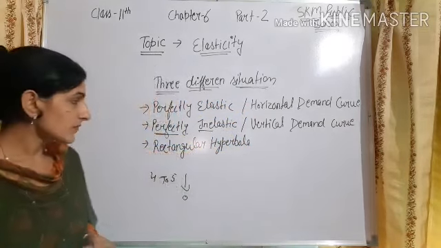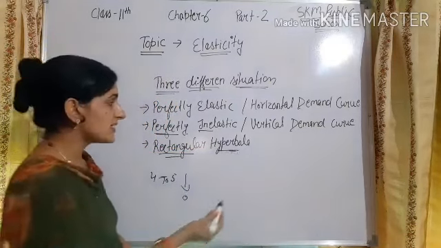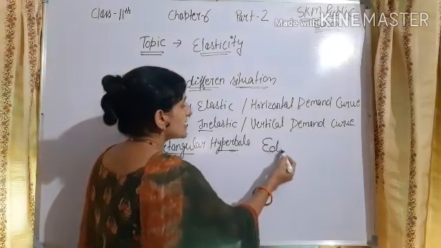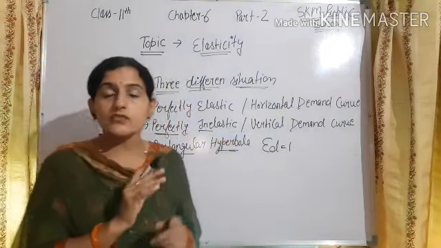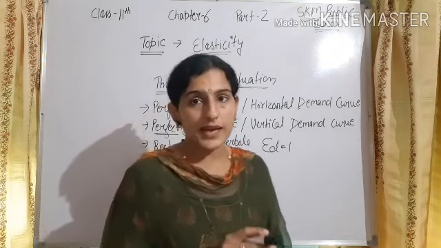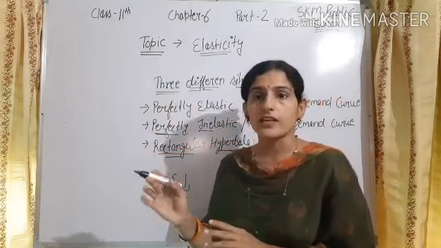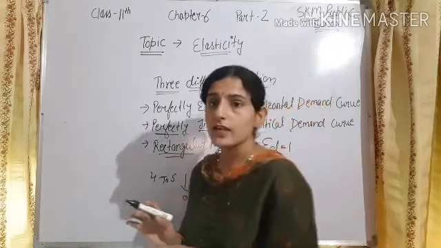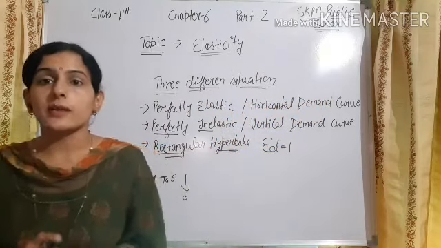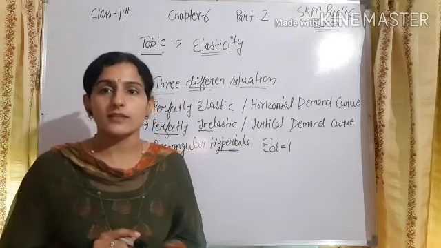The next is the rectangular hyperbola. In this, the elasticity of demand is equal to 1. We measure this by total expenditure, and the total expenditure remains constant. Whether the price is increasing or decreasing does not matter, the total expenditure remains the same. So the elasticity is equal to 1.